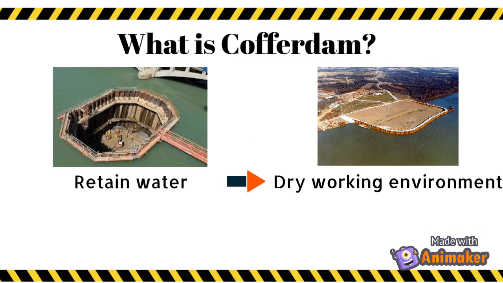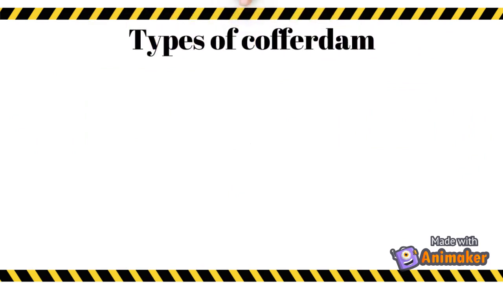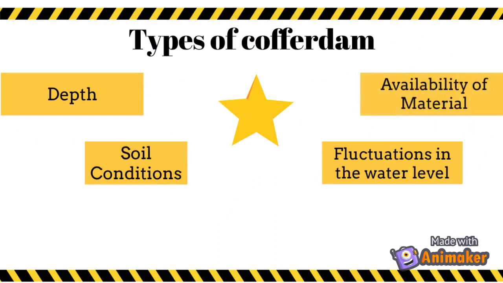Before we go even further, these are the factors that affect the choice of cofferdam to be built at a construction site. The type of construction depends upon the depth, soil conditions, fluctuations in the water level, availability of the material, and more. In addition, cofferdams are advantageously constructed where a large area of the site is to be enclosed and the hard bed is at a reasonable depth.